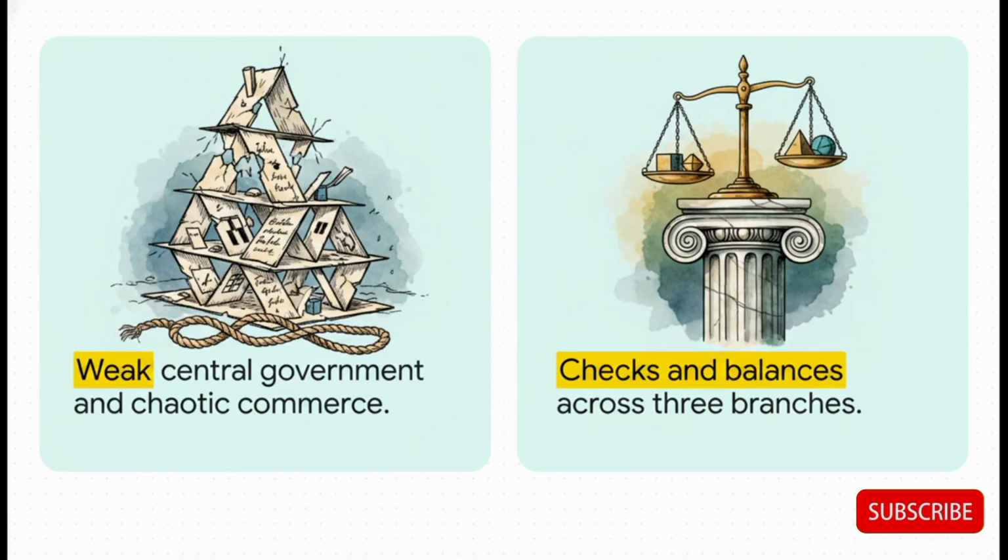The Articles of Confederation created a remarkably weak central government. Commerce between states was totally chaotic, and the federal government was powerless to manage debt or even put down domestic uprisings like Shays' Rebellion. Realizing their mistake, they went back to the drawing board and drafted the Constitution in 1787, a fundamentally new blueprint featuring a brilliant system of checks and balances divided across legislative, executive, and judicial branches.